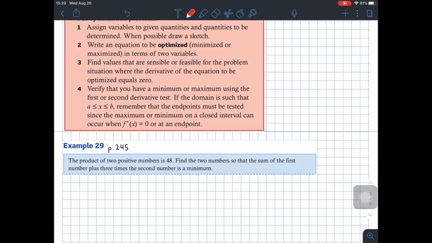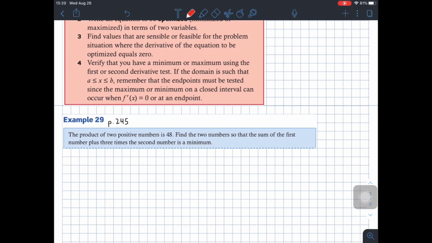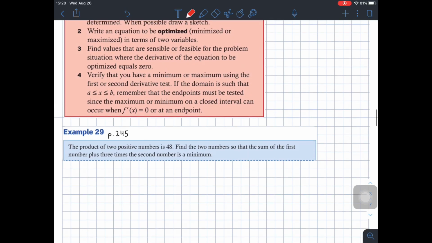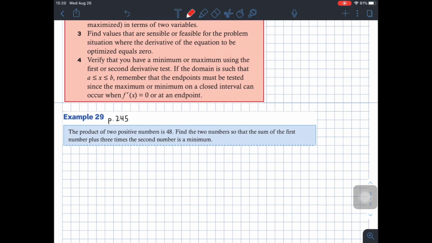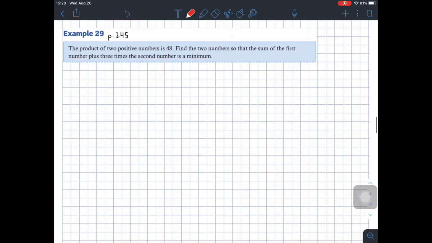If the domain is such that x is in between a and b, 2 values a and b, remember that the endpoints must be tested since the maximum or minimum on a closed interval can occur when f prime equals 0 or also at an endpoint. This is according to what we have seen in last class, right? We can have an absolute maximum or minimum in an endpoint and not necessarily where the first derivative is equal to 0. So it's important to verify that.